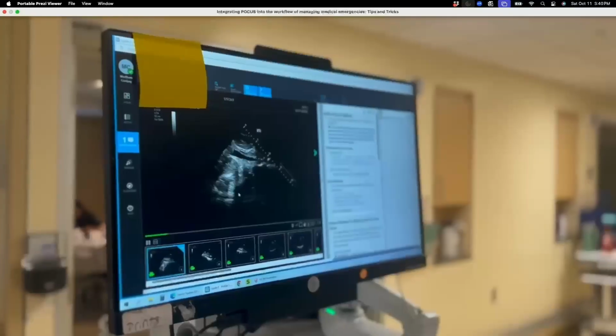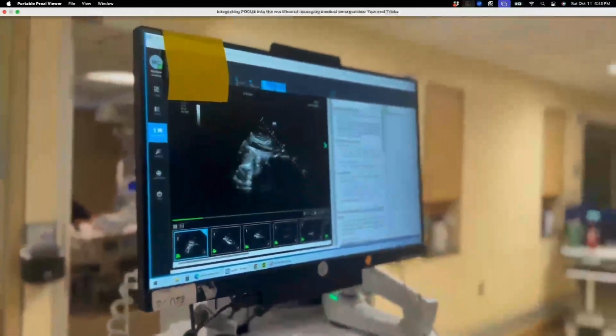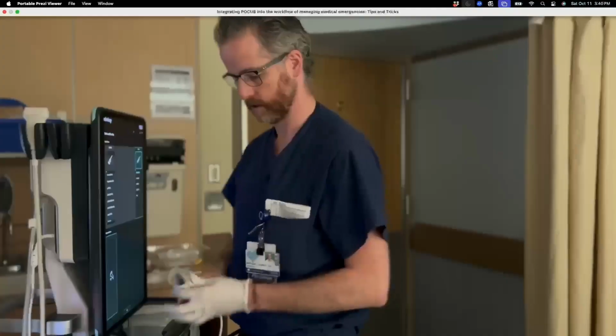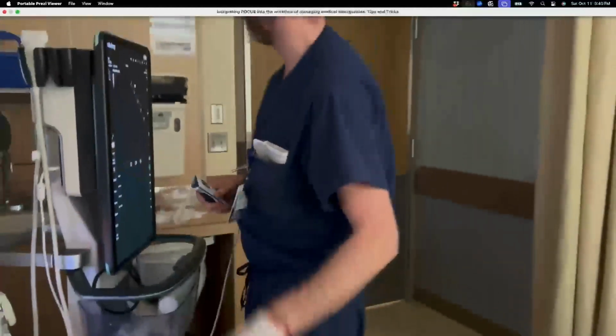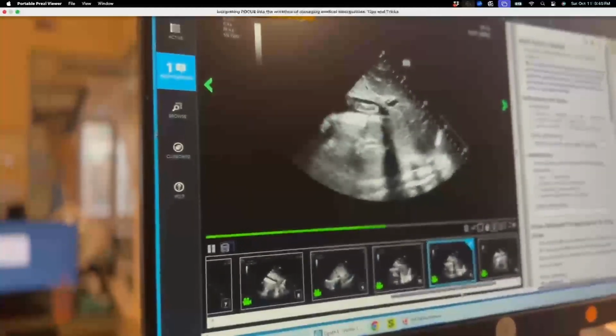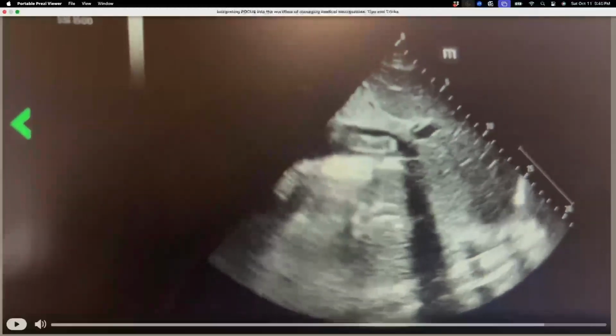Do you notice this? What is this? It's not super clear what this was. So now, anytime we're not sure about anything, we go back to the room and scan the patient to save the patient information. And oh my goodness, this was a large clot that we just found, a clot in the inferior vena cava.